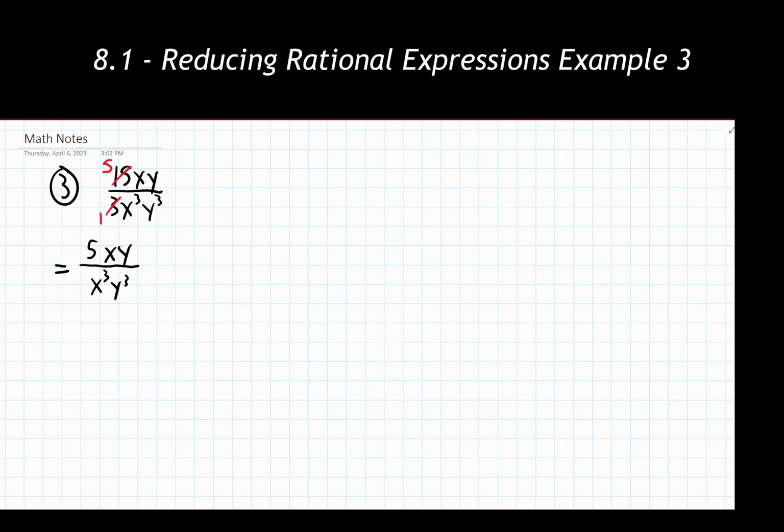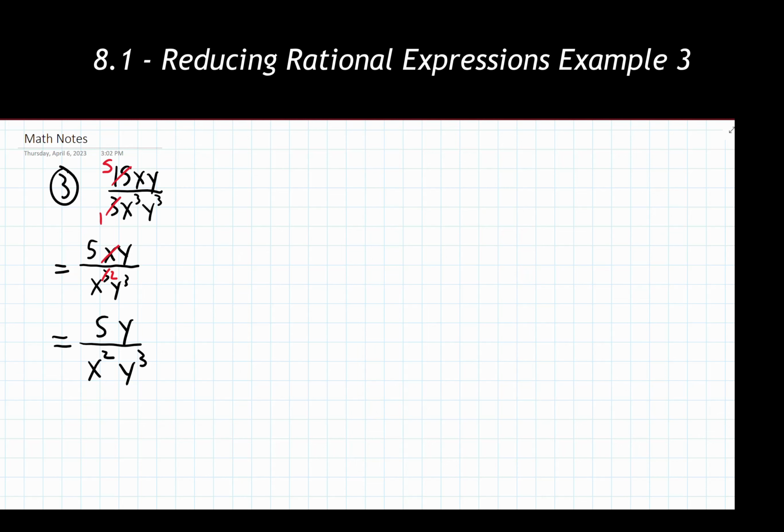So now I'm looking at 5xy over x cubed y cubed. And I'm looking at the x's. I have an x up top, and I have an x cubed down below, so I can cancel one of the x's up top with one of the x's down below, which means I'm now going to have a new numerator of 5y over x squared y cubed. This was using our properties of exponents to reduce that down, again discussed in previous videos and previous chapters.